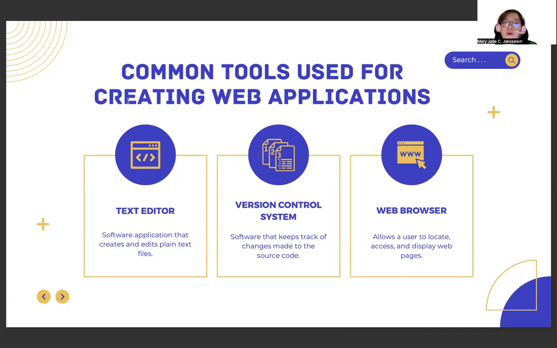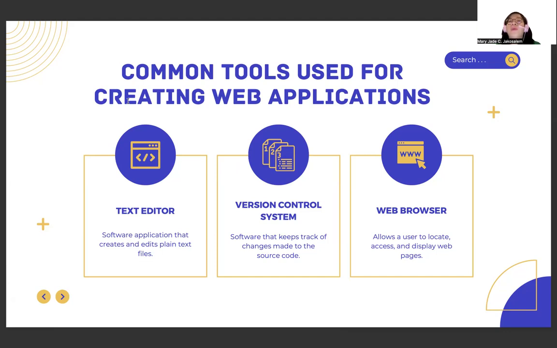Next one is what we call the version control system. It's a software that keeps track of changes made to the source code. So it's a software that would help us know whether a change was made, who made the change, etc.